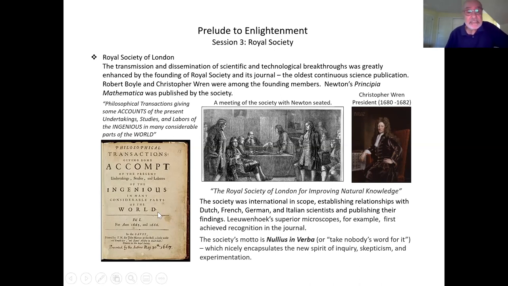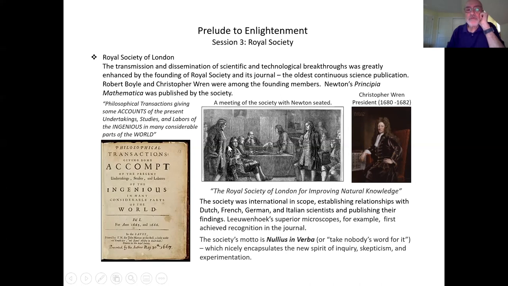And here is a frontispiece from 1665-1666, volume one. I took the verbiage from this page and typed it out so you could read it more easily. This says, the philosophical transactions giving some accounts of the present undertakings, studies, and labors of the ingenious in many considerable parts of the world. You could submit breakthrough articles from wherever you were, and the journal of the society would print it. Here's a woodcut of an early meeting.